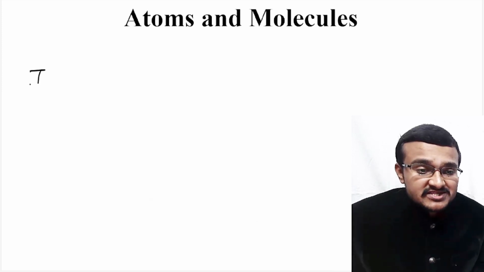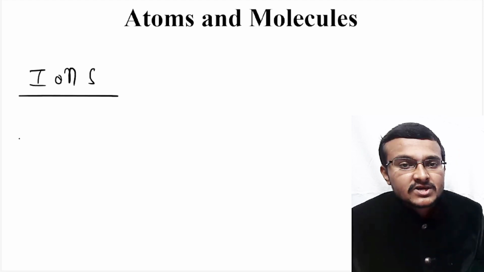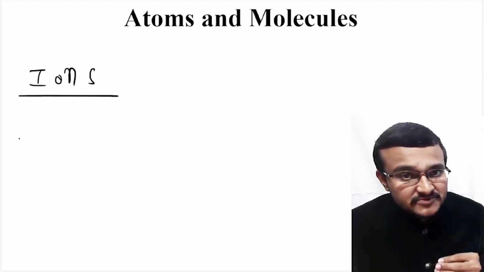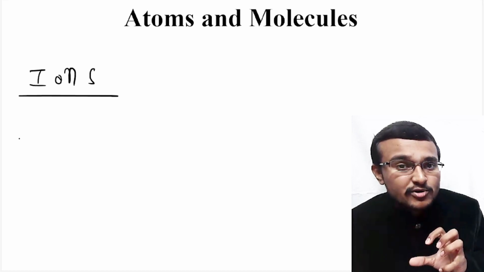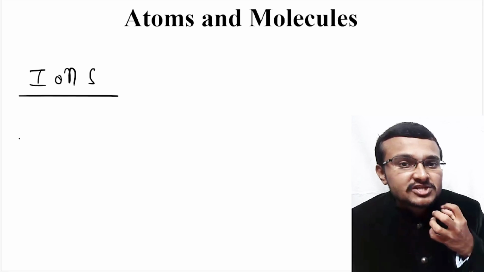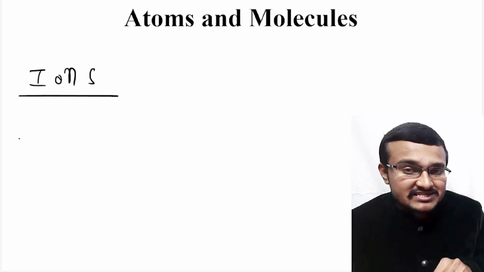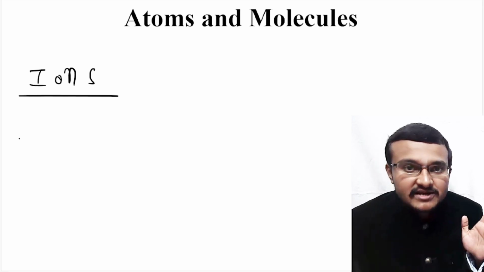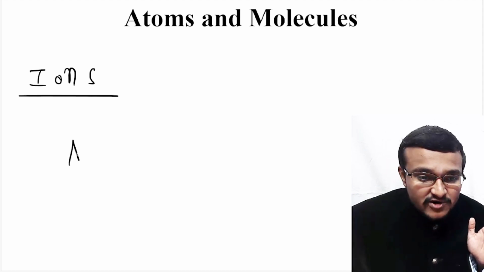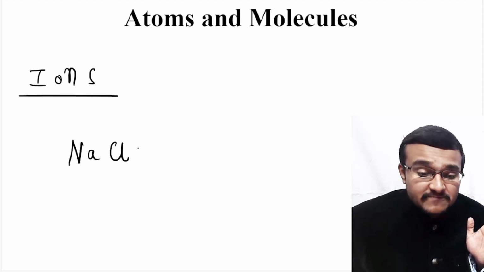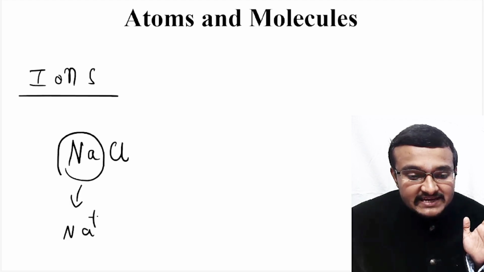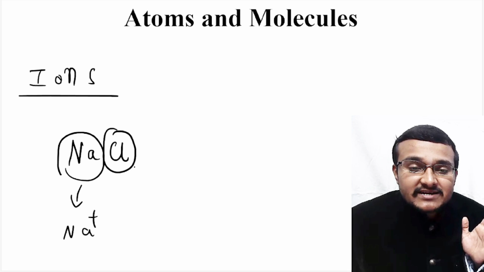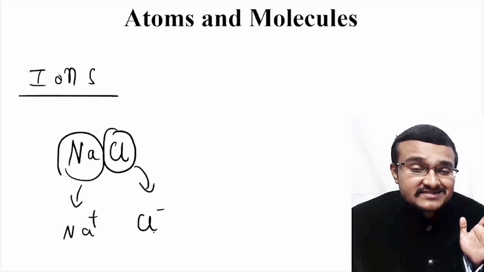The next concept in this chapter is ions. So what do you mean by ions? Ions are basically charged species. If you consider a molecule or a compound, part of it will be positively charged and part of it will be negatively charged if you split that molecule. For example, in NaCl, the sodium atom will be positively charged, Na+, and the chlorine atom will be negatively charged, that is Cl-.